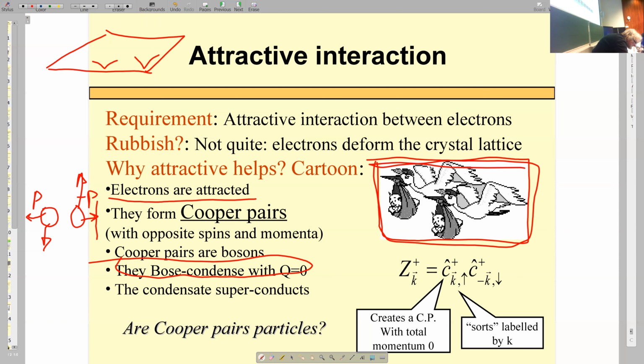What is important from the cartoon, and which I will immediately express in terms of operators, is an operator of creating a Cooper pair. So just create an electron with momentum vector k and spin up, and simultaneously an electron with opposite momentum, opposite spin. Thereby, I will create a Cooper pair. It's an operator.